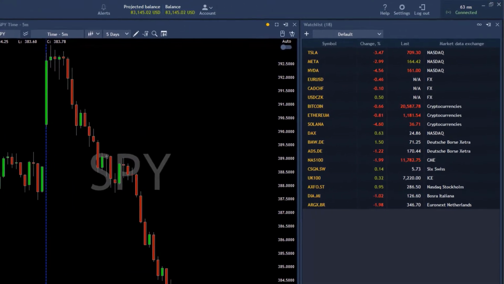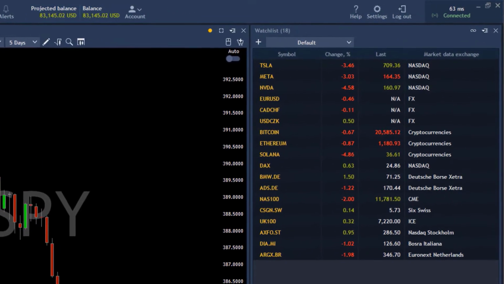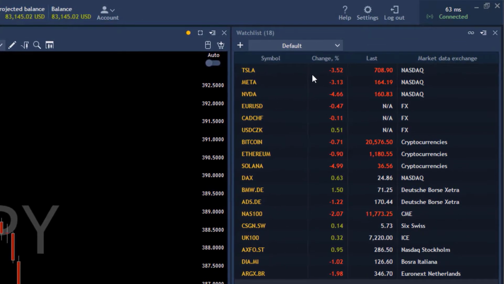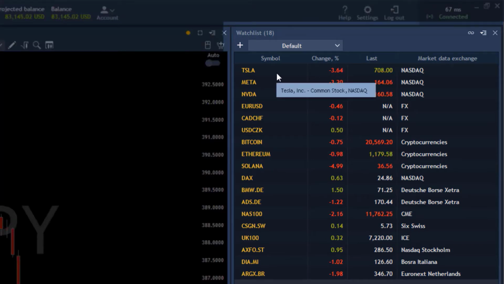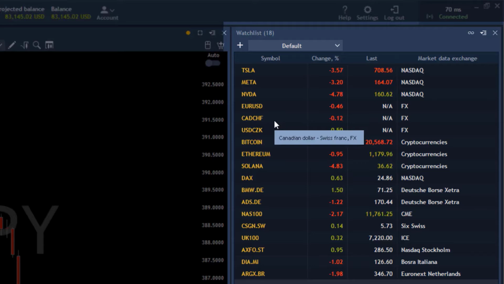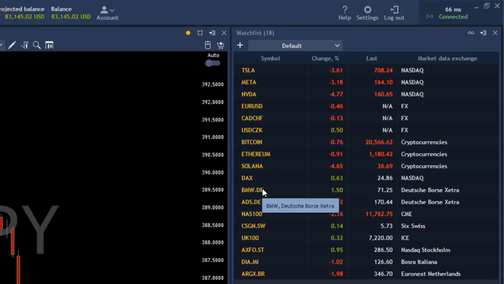Let's have a look at various assets traded in the trading platform and how we can find valuable information on each asset available. We will start with the watch list located on the right in this layout. On the top of the watch list, there are 3 stocks: Tesla, Meta, and Nvidia. Then a few currency pairs, Euro, USD, and Canadian dollars against the franc. Next, you can see cryptocurrencies like Bitcoin and Ethereum. And lastly, indices like the DAX, as well as stocks traded off the US stock market.